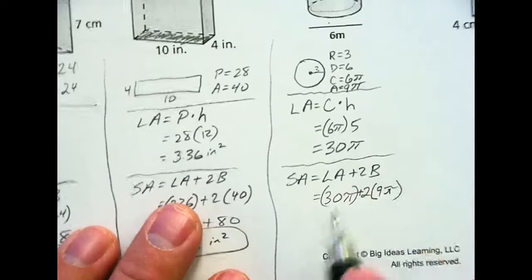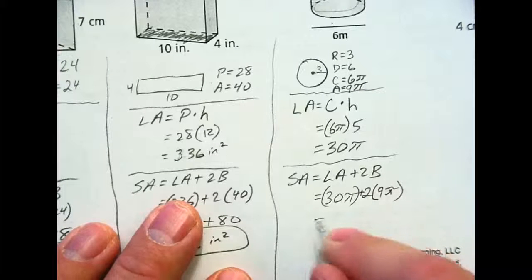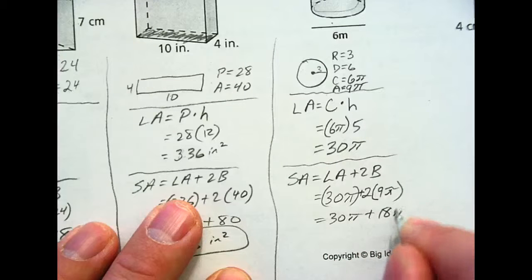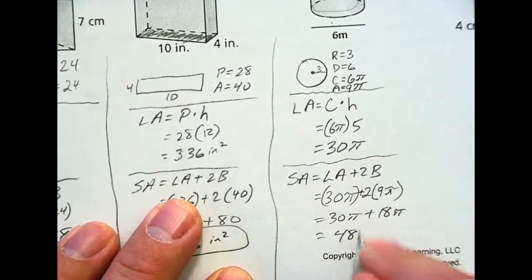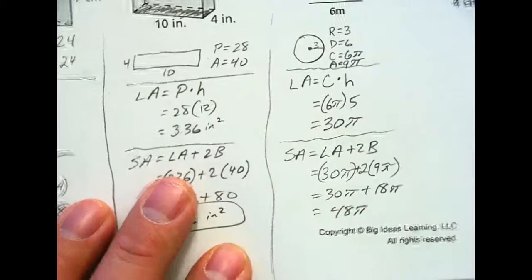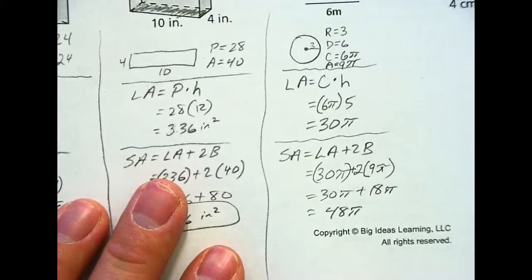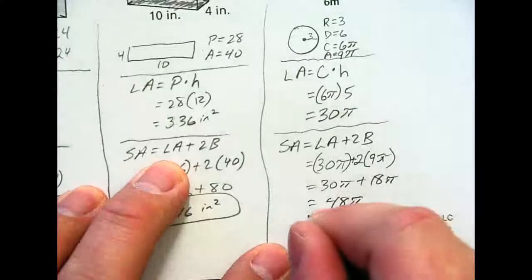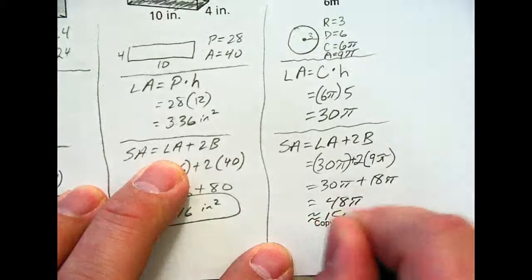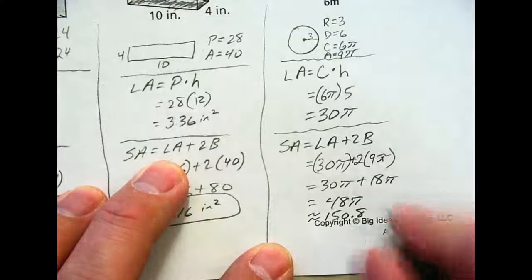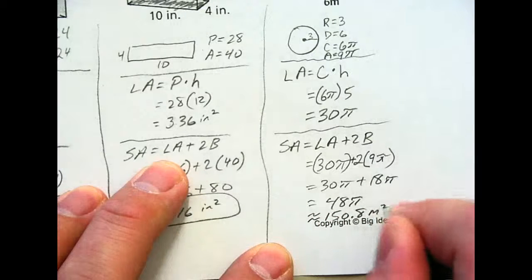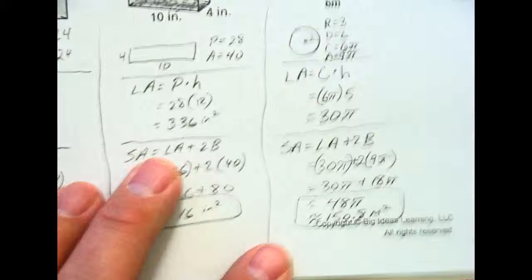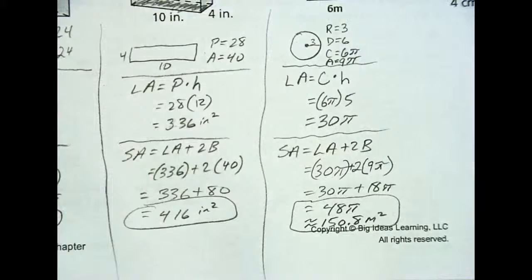Good. So if I have 30 pi's and 18 pi's, how many pi's do I have? 48. I have 48 pi's. I'm counting the same thing so I can combine them. And now I can round it. 48 pi's is? Approximately 150.8. Good job. Okay, and that's square meters. Now, those of you who got it, how many got that? Good. Any questions on it?